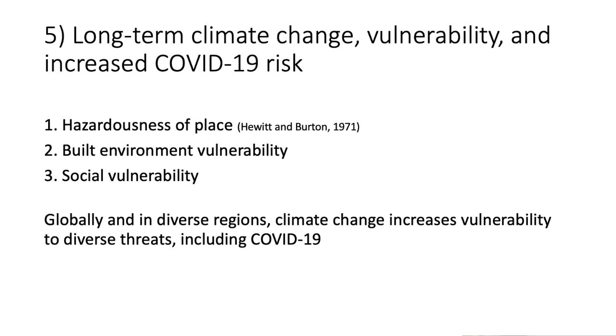So this leads to questions about vulnerability. Climate change can increase the three prongs of vulnerability that we've already talked about. Hazardousness of place. Regions can become more or less vulnerable as temperatures change, as sea level rises, for example. Built environment vulnerability. Climate disasters can negatively impact buildings and infrastructure, increasing built environment vulnerability. And social vulnerability. We know the social vulnerability is the social structuring of a group's capacity to anticipate, cope with, resist, and recover from the impact of a disaster. And this can change with climate change as well.